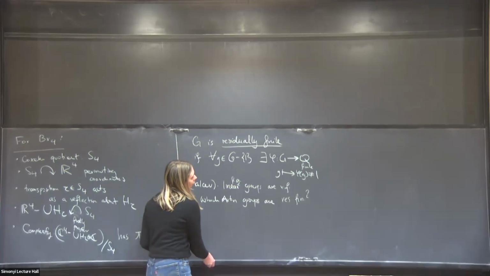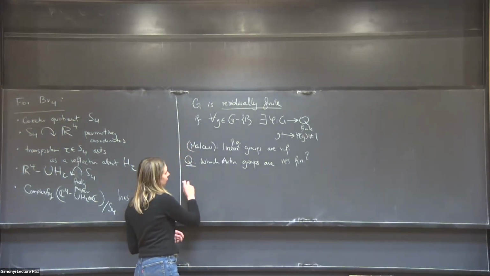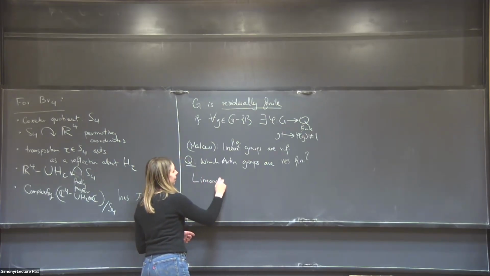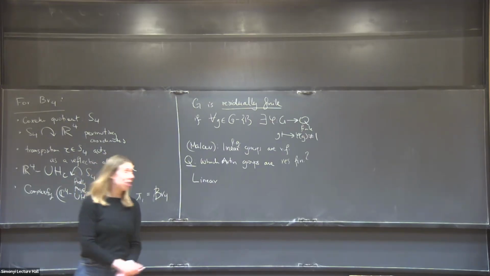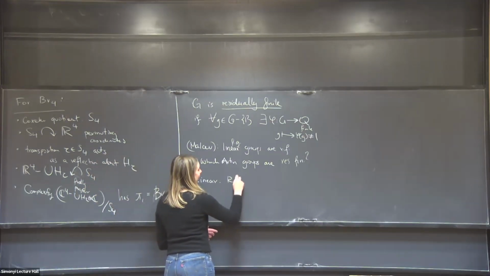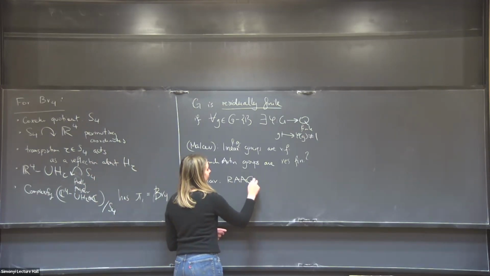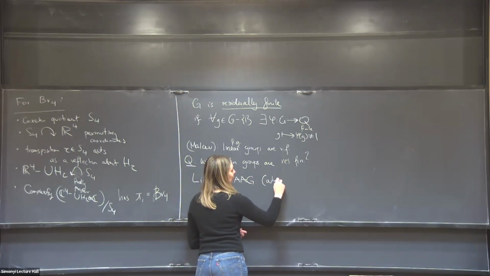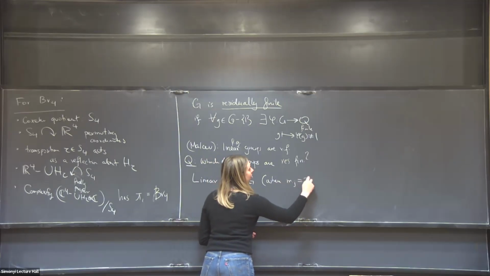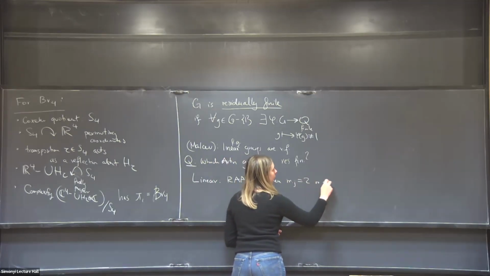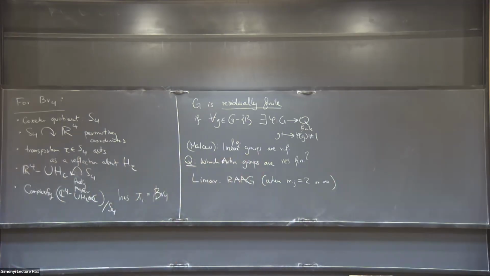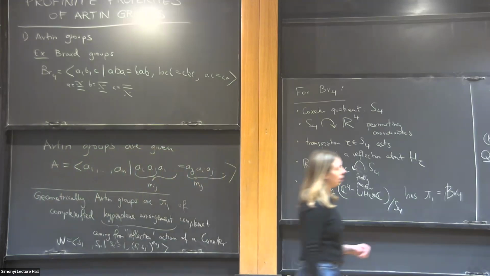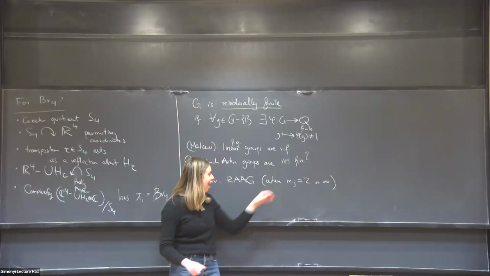So there are some families that are known to be linear, and maybe the first example should be right-angled Artin groups. This is the family where all the relations are just commuting relations. So there's either a commuting relation or no relation that two generators have.